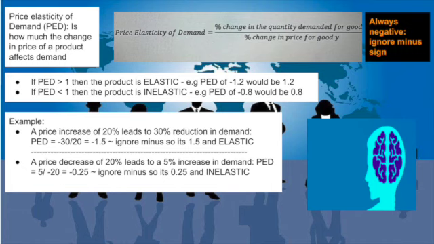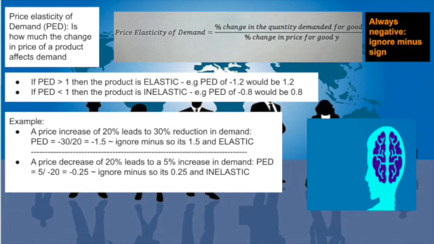So I have an example at the bottom for you. A price increase of 20% leads to a 30% reduction in demand. So using the formula, how do we find it out? Well, it's the percentage change in quantity demanded, so that's minus 30 because the demand has been reduced, divided by the percentage change in the price, which is an increase of 20%. So minus 30 divided by 20 is minus 1.5, and obviously you ignore the minus sign, so it's 1.5.